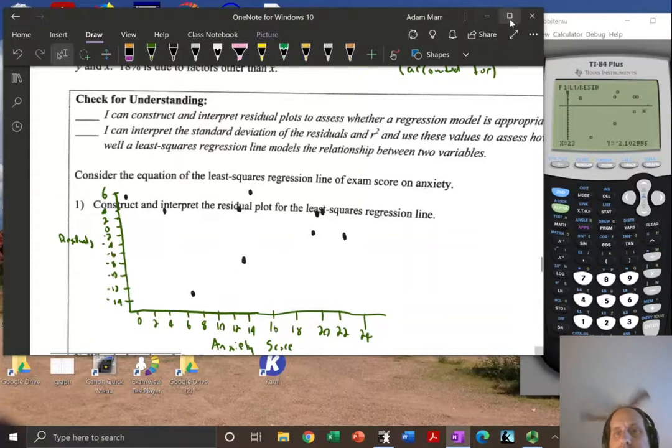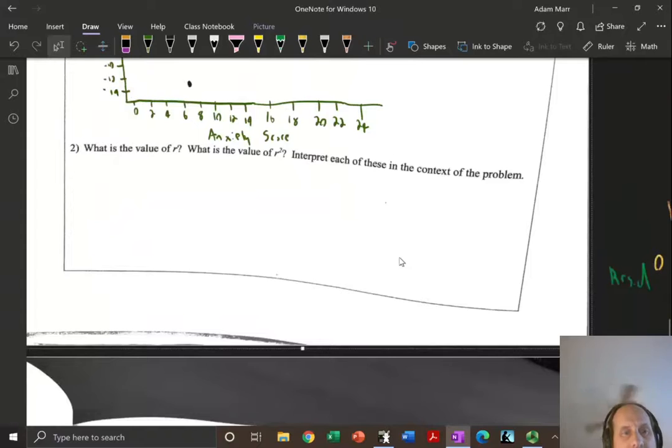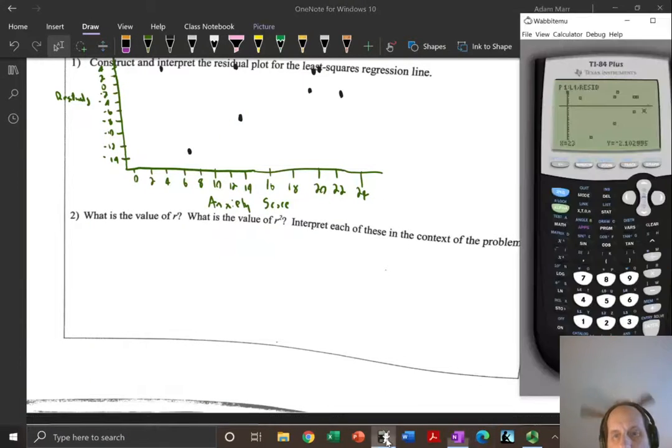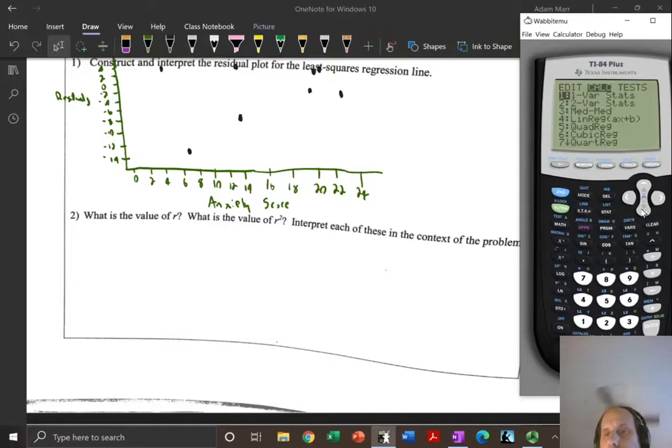Okay, let's go on. What is the value of R? What's the value of R squared? Interpret these in context of the problem. All right, so remember how to do that on your calculator. Go to Stat, right here, and we're going to go to Calc. We already have the data in there under Stat. So we just have to go on to LinReg, and we want to choose A plus BX. There we are right there.